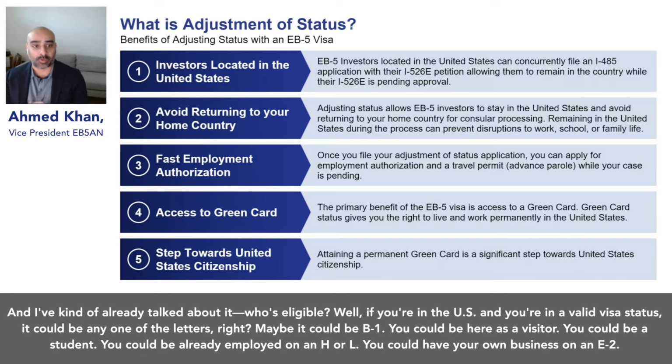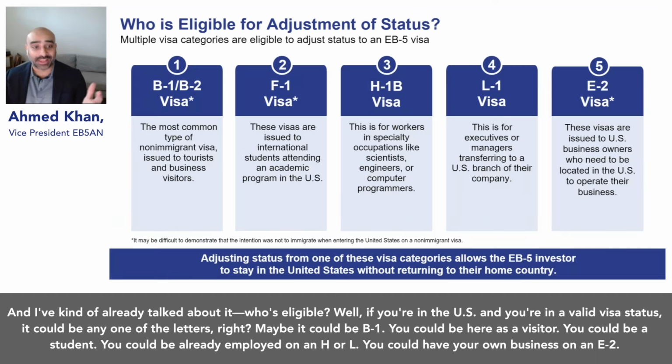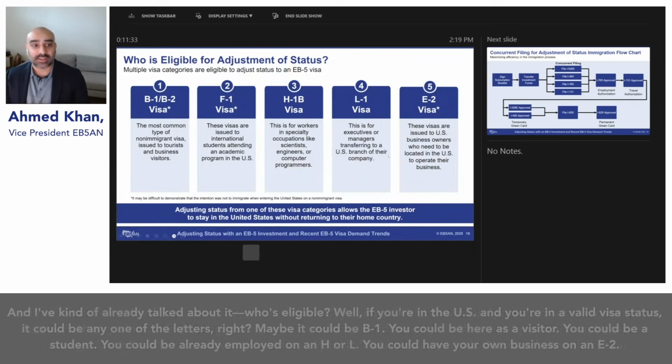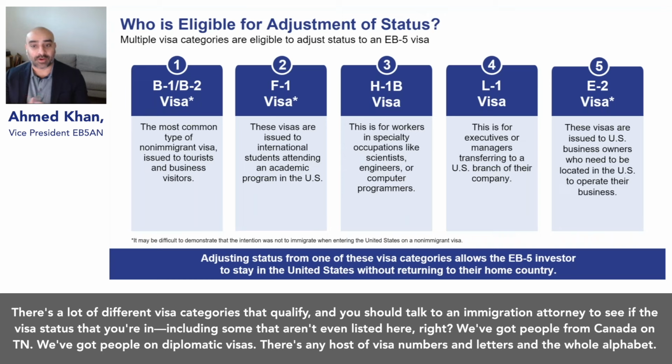So, and I've kind of already talked about it, who's eligible? Well, if you're in the US and you're in a valid visa status, and it could be any one of the letters, right? You could be B1, you could be here as a visitor, you could be a student, you could be already employed on an H or an L, you could have your own business on an E2. There's a lot of different visa categories that qualify, and you should talk to an immigration attorney to see if the visa status that you're in qualifies, including some that aren't even listed here, right? We've got people from Canada on TN, we've got people on diplomatic visas. There's any host of visa numbers and letters in the whole alphabet.